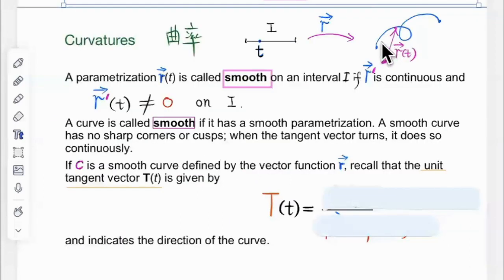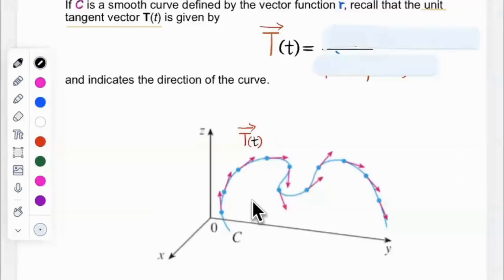For you guys to remember, just remember a smooth curve has no sharp corner or cusp, and when the tangent vector turns, it does so continuously. Now, let's call this curve C, and if it is a smooth curve defined by the vector function R, we call the unit tangent vector T of t, which is given by... anyone remember what it equals to?